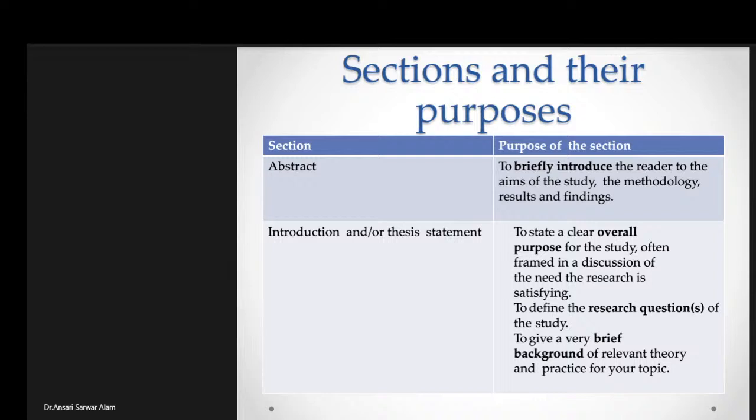So, my dear participants, you should write the introduction in a very clear manner, and it should frame the discussion of why there is a need for this research. It should satisfy why you have come up with the research, and you should write the discussion of how you did that research work. It should define the research questions or research problem. It should give a brief background of relevant theory and practice of your topic: why you have opted for a particular theory and a particular technique. You should introduce this in the introduction part.